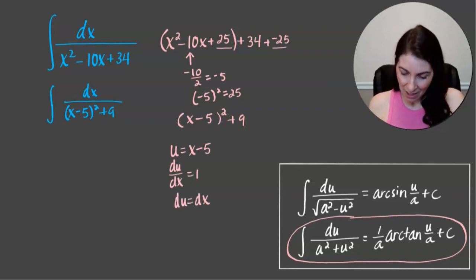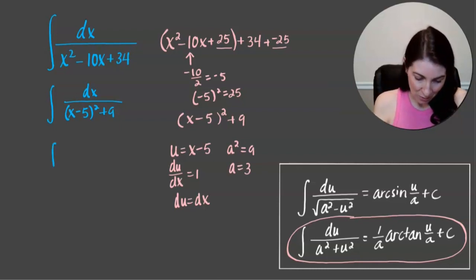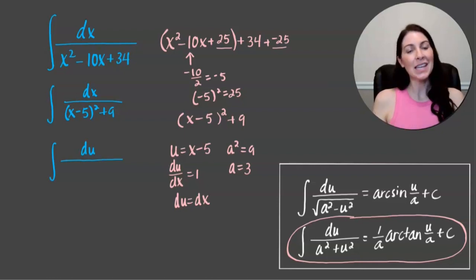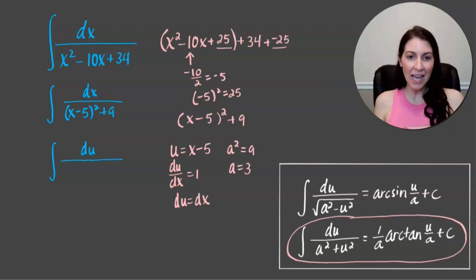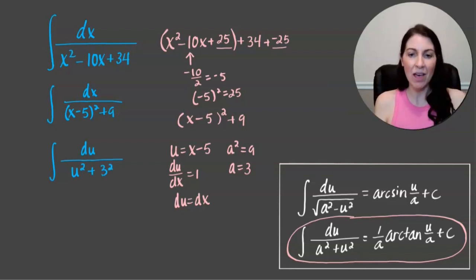And now by thinking about a squared being 9, or a being 3, I can write this in the form as we see in the lower right. So it would be the integral of, since dx is the same as du, I can replace dx with du. And then the denominator, I can keep it as x minus 5 squared plus 9, or better yet, write this as u squared plus, and 9 I'll go ahead and write as 3 squared, so we can see that the a value is 3.